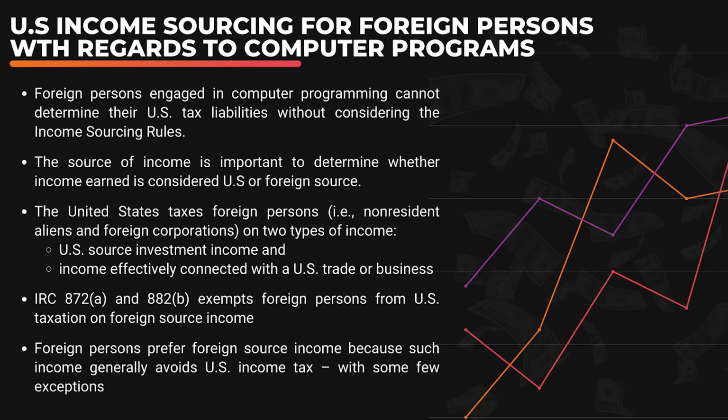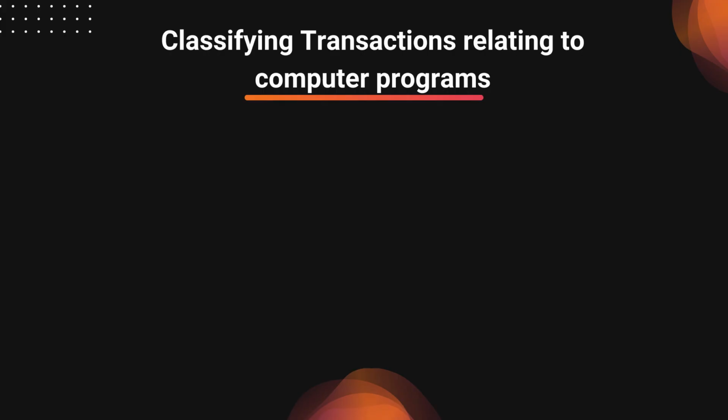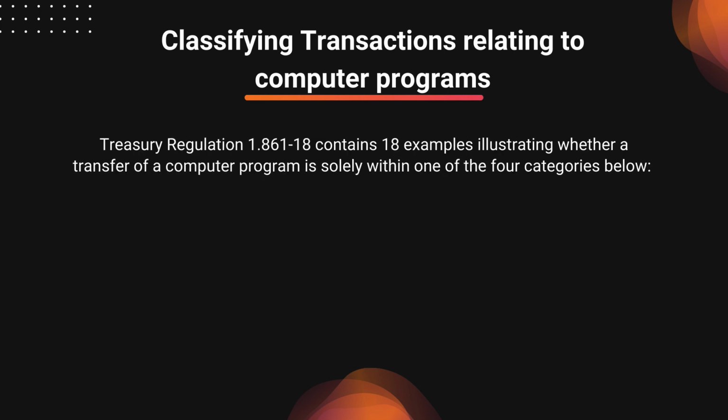This video is basically to look at foreign persons engaged in computer programming and how certain transactions are categorized and how those incomes need to be sourced. So let's look at how the IRS classifies transactions related to computer programs. Treasury Regulation 1.861-18, as I have already stated, contains 18 examples that illustrate whether a transfer of a computer program is solely within one of these four categories.